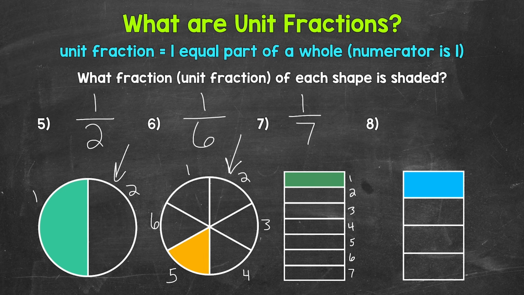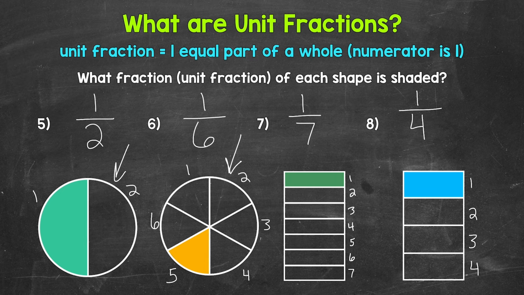Moving on to number 8, the whole has been divided into 1, 2, 3, 4 equal parts. So 4 is our denominator, and then one equal part is shaded in, so our numerator is 1. Our unit fraction for number 8, 1/4. Now for numbers 7 and 8, those rectangles are the same size. So if we were to compare those unit fractions, which is greater, 1/7 or 1/4? Well, we can see that 1/4 is greater. That's a larger shaded part.